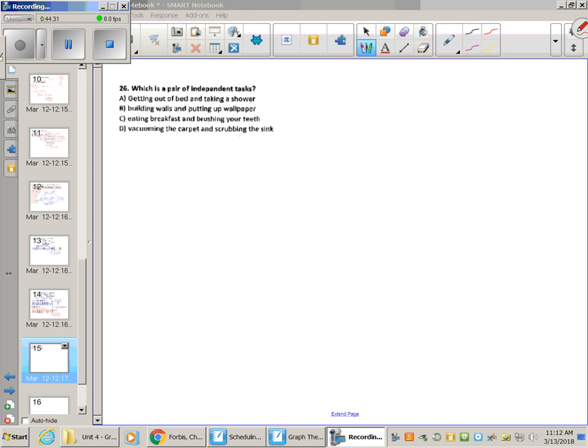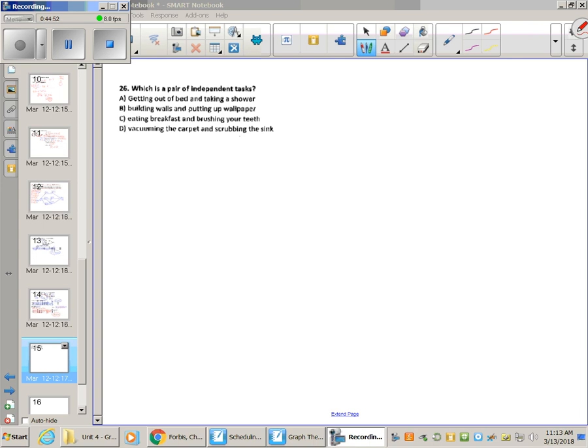And just a last little question that goes along with project diagrams. Which pair of independent tasks? Getting out of bed and taking a shower. Okay, well, you got to get out of bed before you take a shower, so those aren't independent of each other. Building walls and putting up wallpaper. Well, you got to build the walls before you put up wallpaper, so that's not independent.